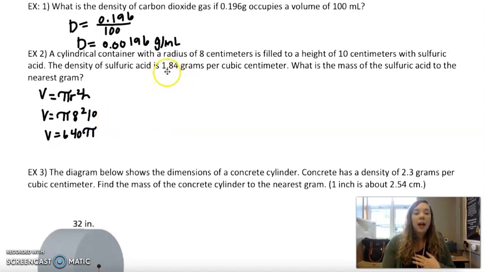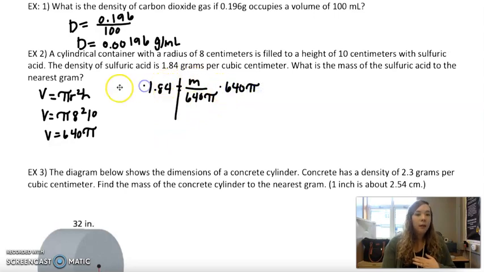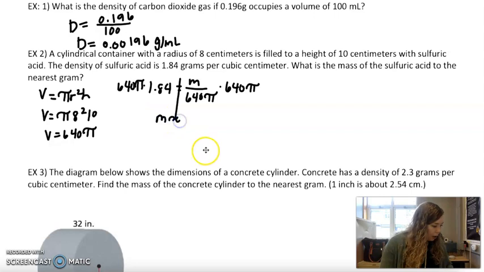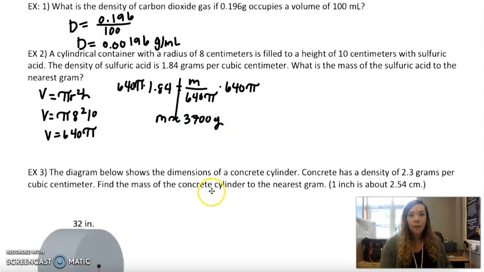The density of sulfuric acid is 1.84 grams per cubic centimeter. So we'll plug that in for density, and then we're looking for mass, and we know that our volume is 640 pi. So to get our mass, we'll multiply by 640 pi on both sides. And it says to the nearest gram, so we'll go ahead and round to 3,700 grams. Okay.